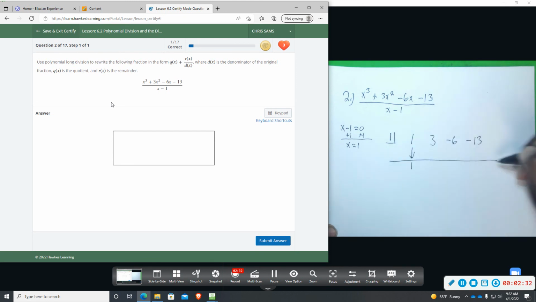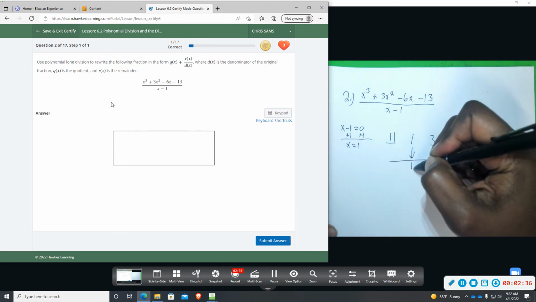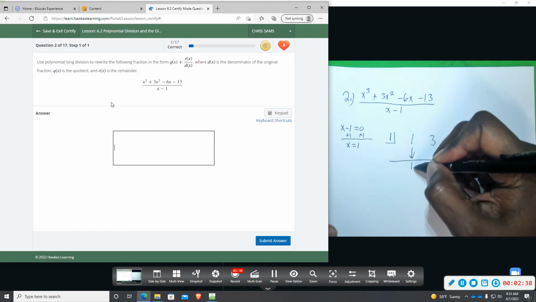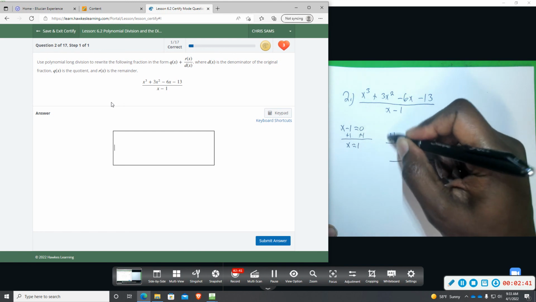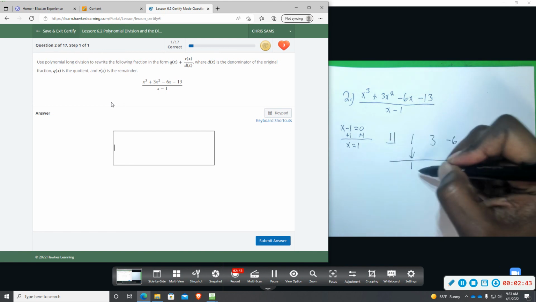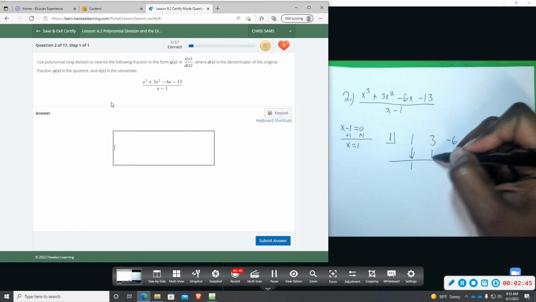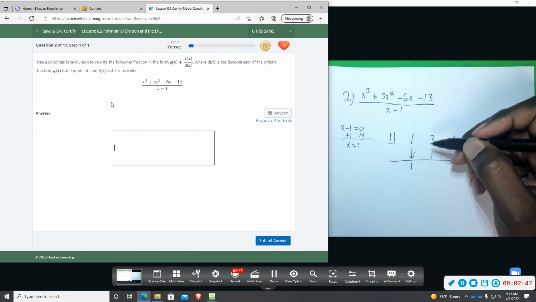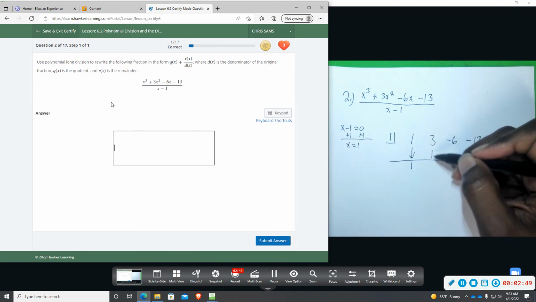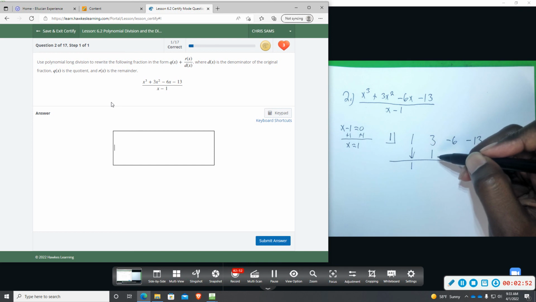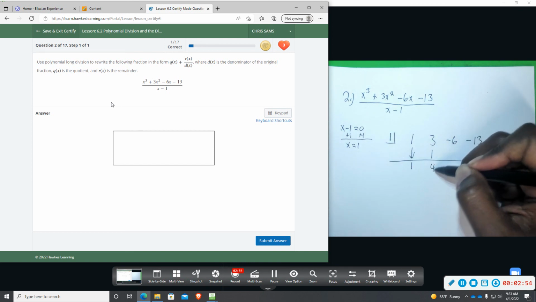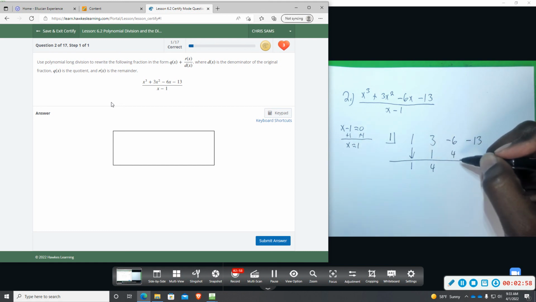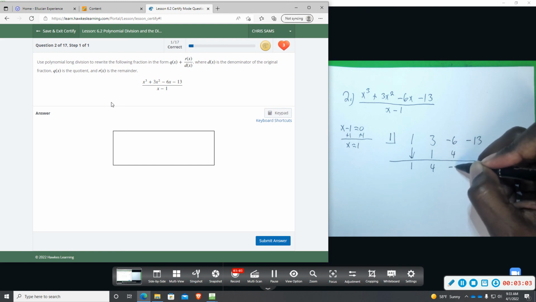So you make sure you skip some space when you draw that line. And then everything below the line you multiply by 1. 1 times 1. You multiply by whatever is in the box. So 1 times 1 will give you a 1. And then you add or subtract if there were different signs. So this time we're going to be adding. So we get 4. And then 1 times 4 is a 4. And then since there are different signs, we subtract and get a negative 2.